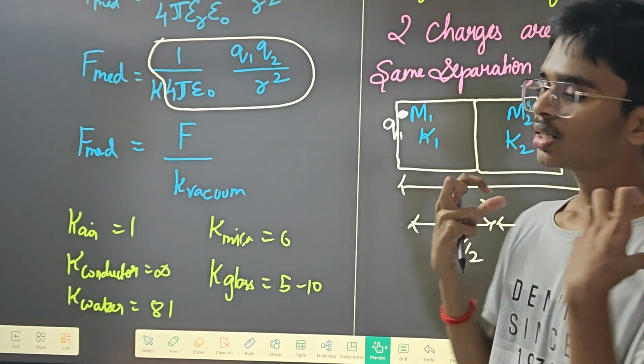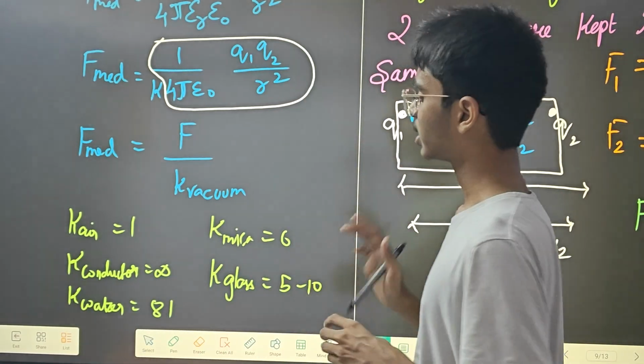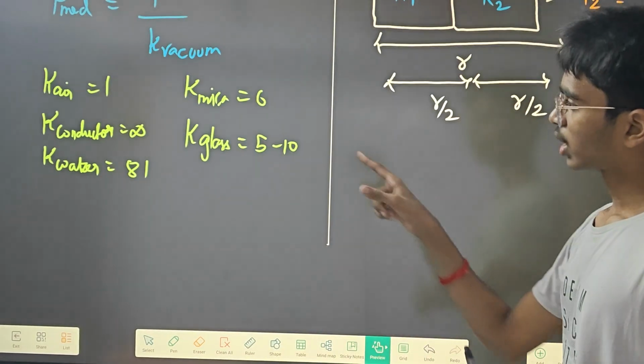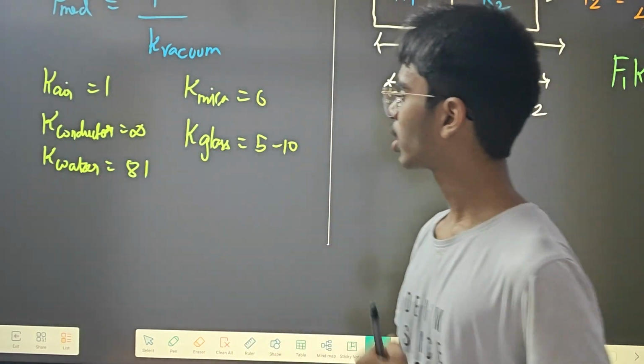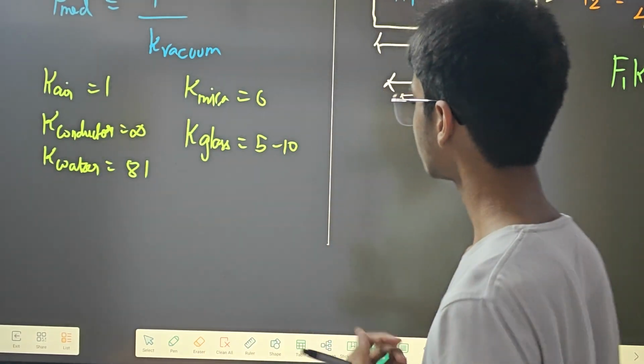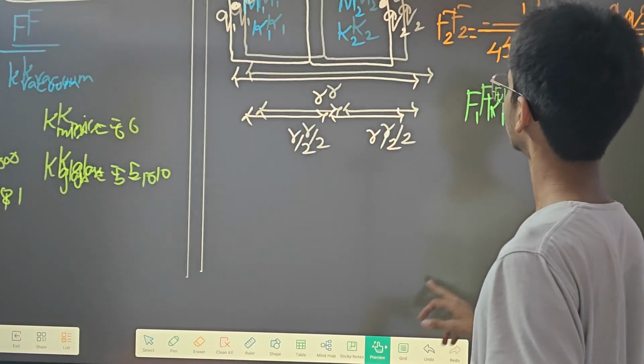So here force by k, that means whenever objects are kept in a medium, the force will be retarded. So that is what I've given here. K air is equal to 1, K conductor is equal to infinite, K water is equal to 81, K mica is equal to 6, K glass is equal to 5 to 10. It differs from 5 to 10, it can be anything.